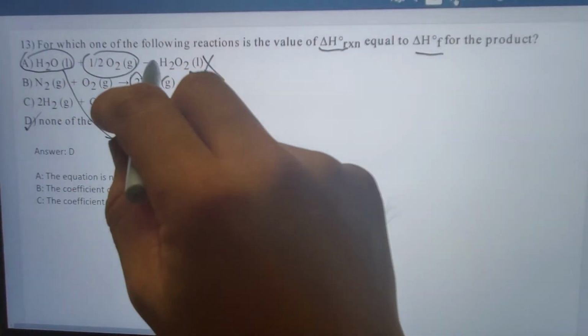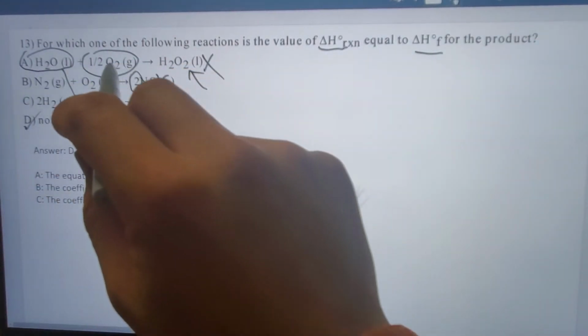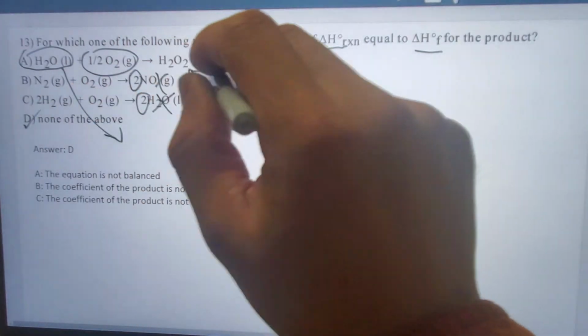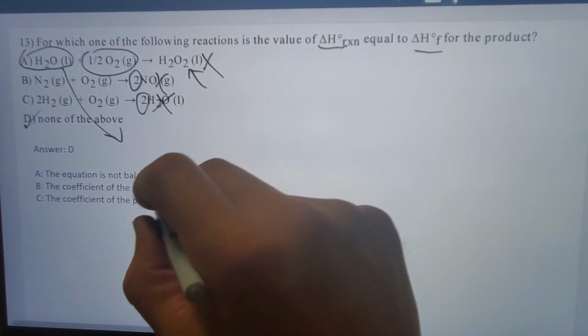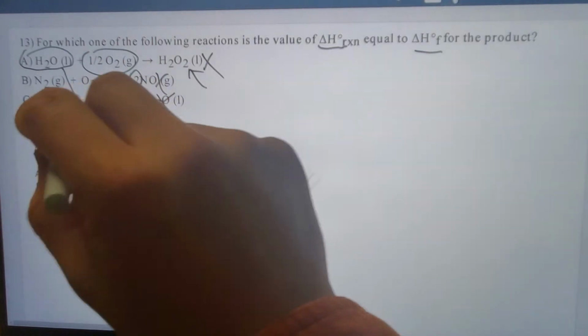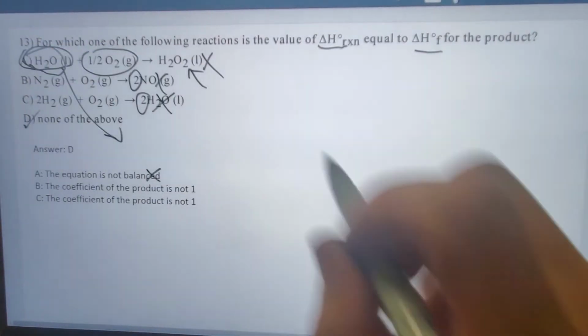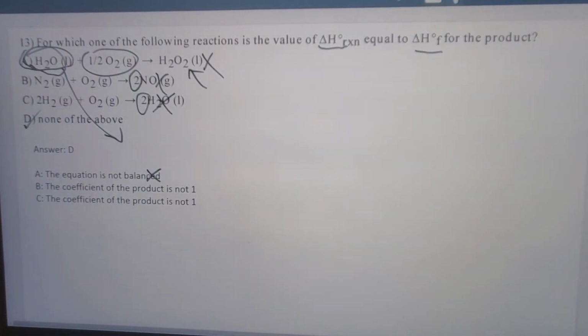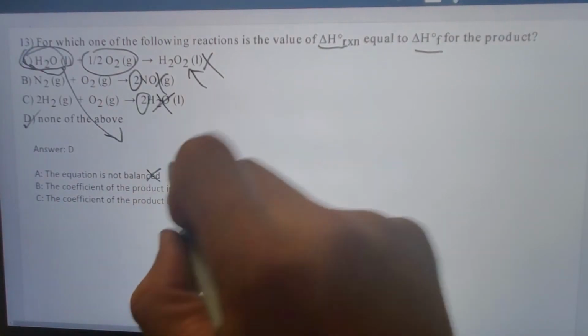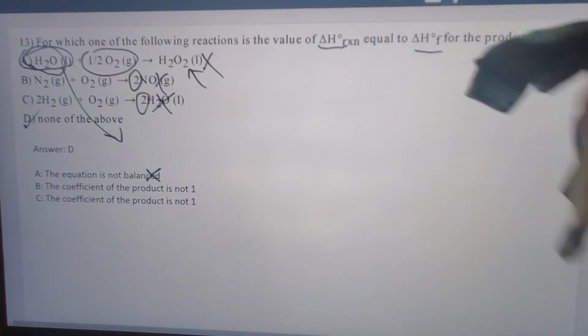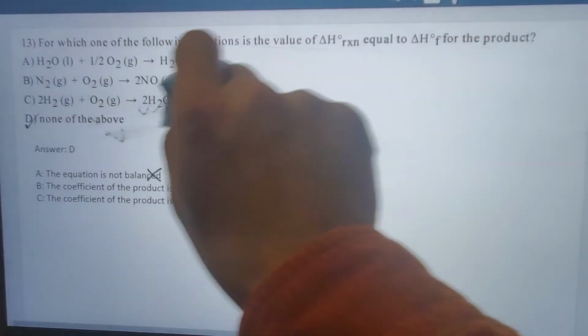Well, let's see if it's balanced. So 2 hydrogen, 1 oxygen. Actually, the equation is balanced, so this is not the reason. The reason is it's not in its elemental form in the reactant. That's the real reason. So this explanation is not right. The answer is right, but the explanation is not right.